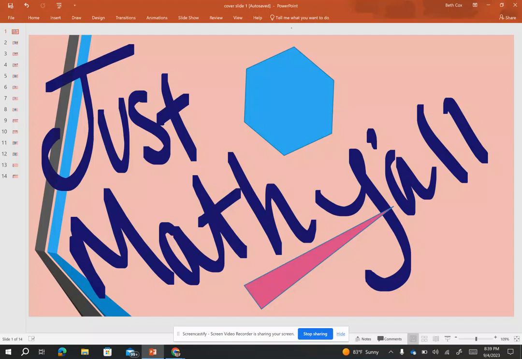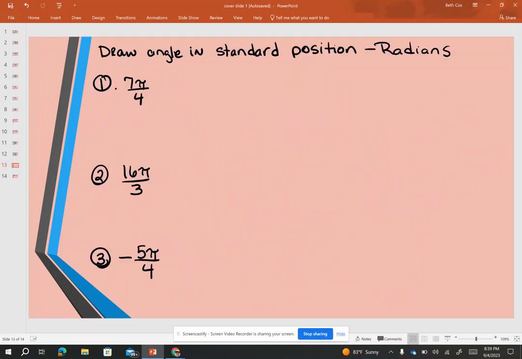It's just math, y'all. Today we're going to look at radians, angles in radians, and we're going to do some of the things we did the other day, which is draw them in standard form, and then we're going to find a coterminal angle. So we're going to draw the angle in standard form.